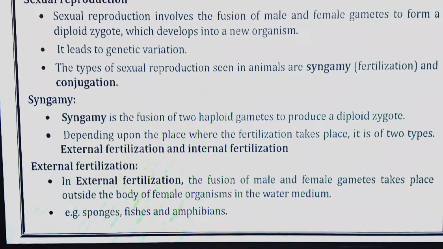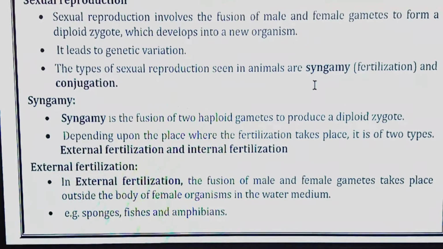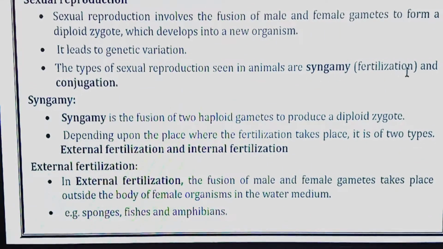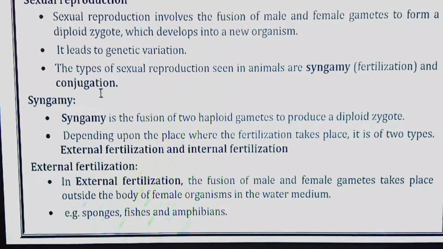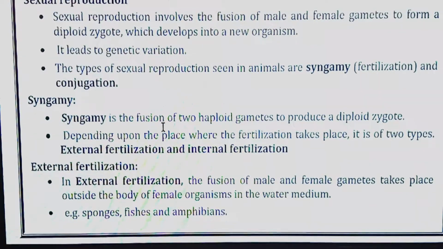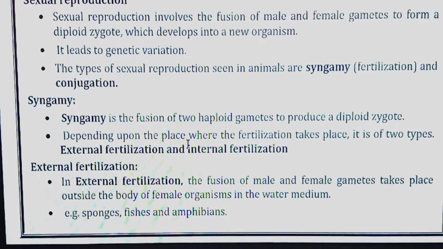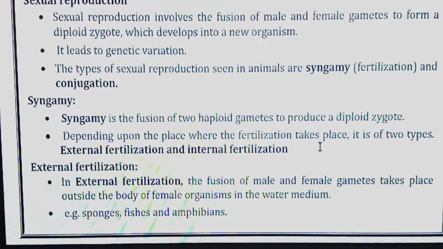So the type of sexual reproduction seen in animals is called syngamy. Syngamy or fertilization, that is by the fusion of the two cells, gametes, and also by conjugation. So what is syngamy? Syngamy is nothing but fusion of two haploid gametes to produce a diploid zygote. Depending on the place where the fertilization takes place, it is of two types, external and internal fertilization.